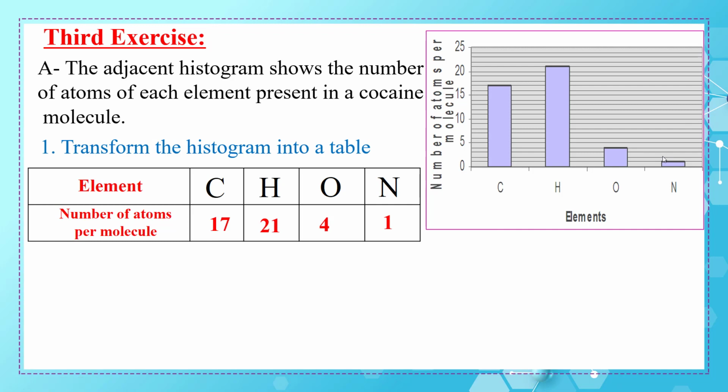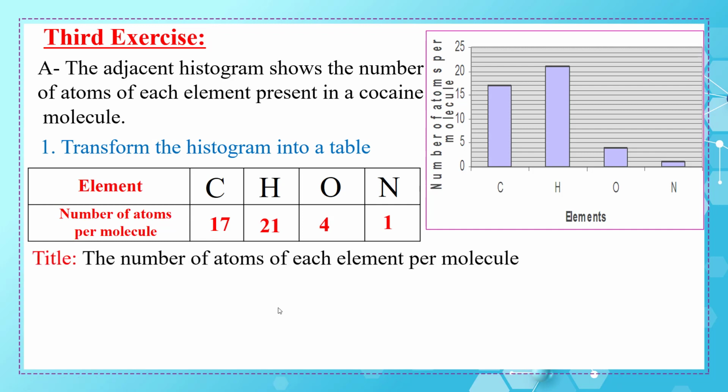What is the missing step here? The missing step here is to write a title. Don't forget, guys, because you will lose a part of your grade. So we write the title: the number of atoms of each element per molecule. Is it clear? Now, moving into part 2.